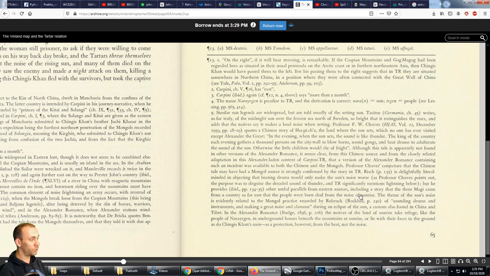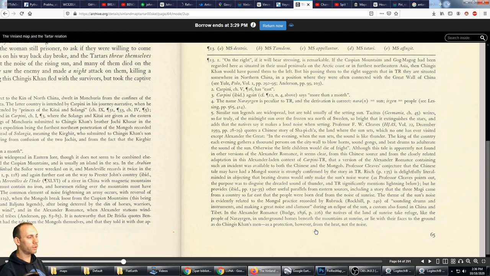Other useful parallels from Eastern sources include a story that the three Magi come from a country so far east that the people were born deaf from the noise of the sunrise. The theme of the sun's noise is evidently related to the Mongol practice recorded by Rubruck of sounding drums and instruments and making a great noise and clamor during an eclipse of the sun, a custom also found in China and Tibet. In the Alexander Romance, the natives of the land of the sunrise take refuge, like the people of Narigan, in underground homes beneath the mountain at sunrise, or lie with their faces to the ground, as do Genghis Khan's men, as a protection from heat, not the noise.